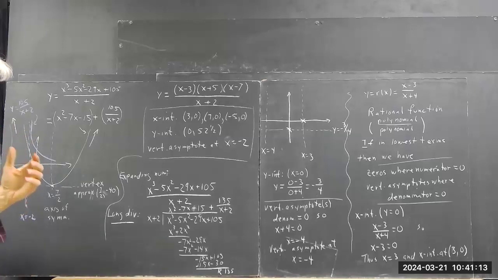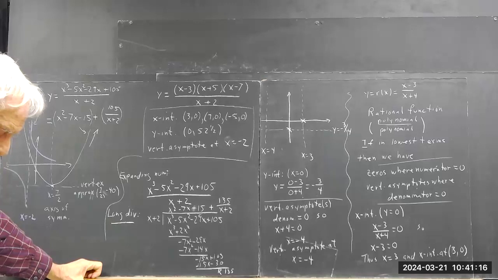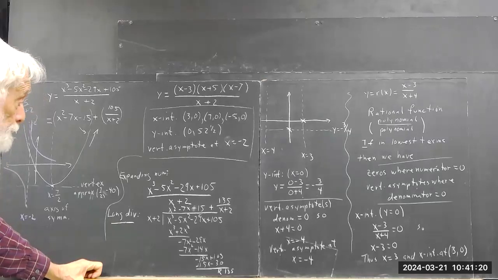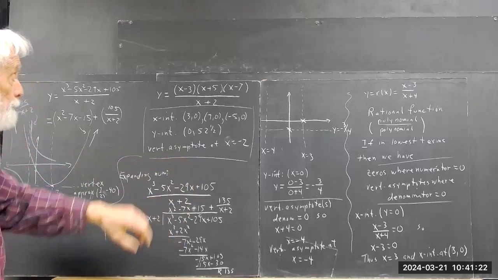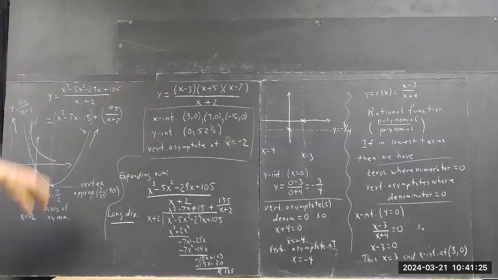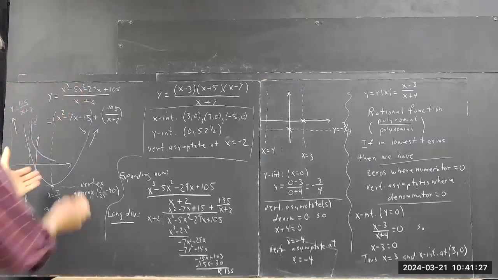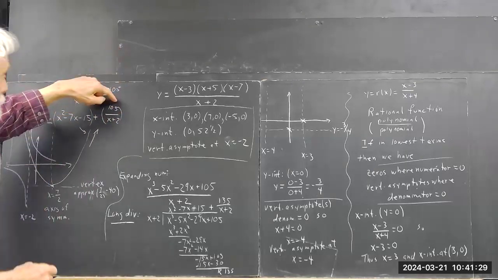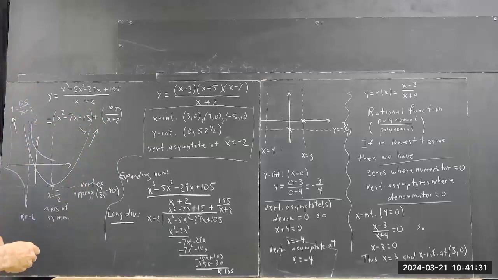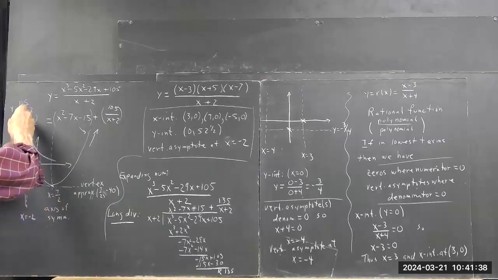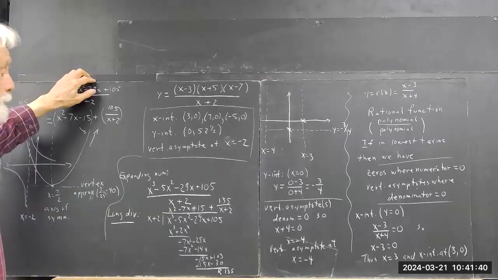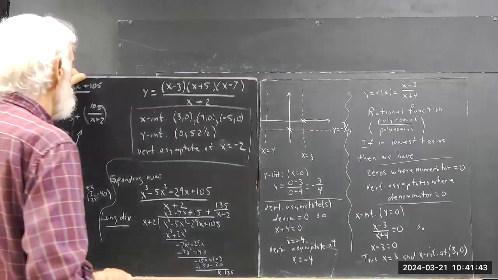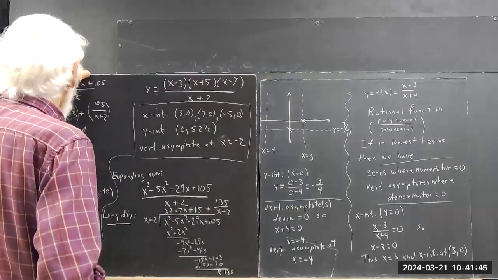Okay, so by the long division, this function is the sum of this parabola that does this and this vertically stretched and horizontally shifted reciprocal function, which looks like this. You put those two together, and what do you have?